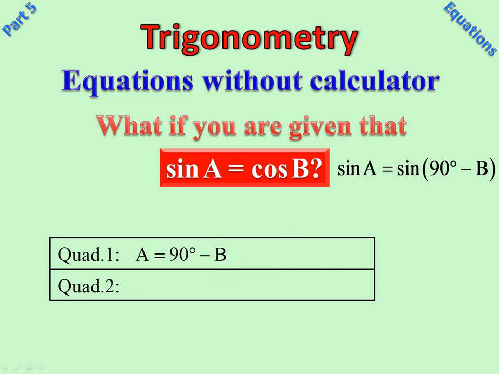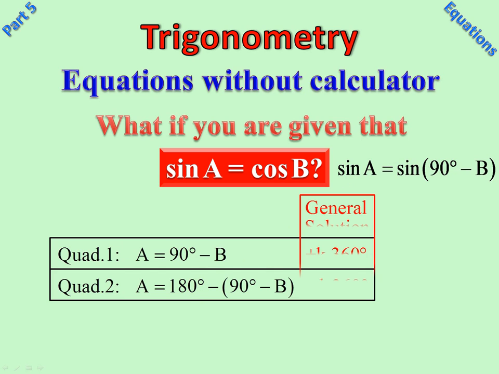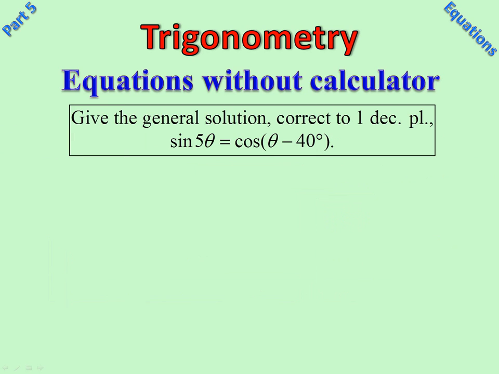Quadrant 2, A equals 180 degrees minus (90 minus B), 180 degrees minus 90 minus B. And then of course we must add our general solution. So that's how we would solve sine equals cos. Let's do an example, alright?